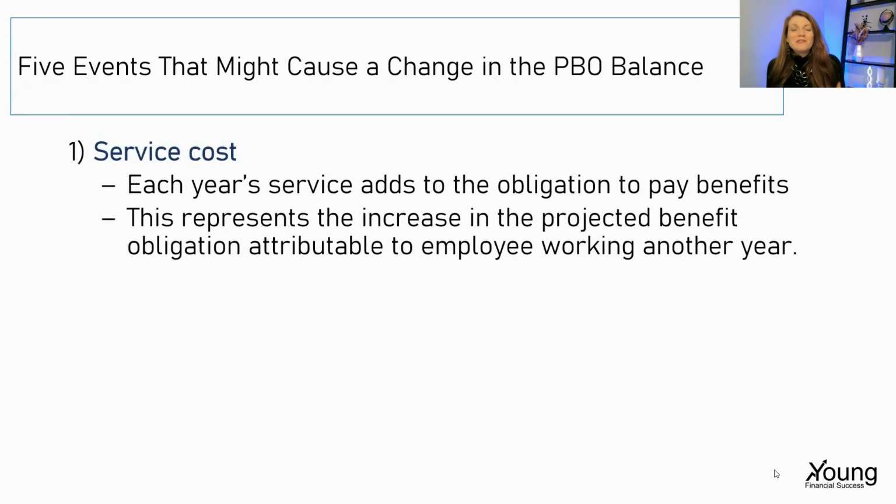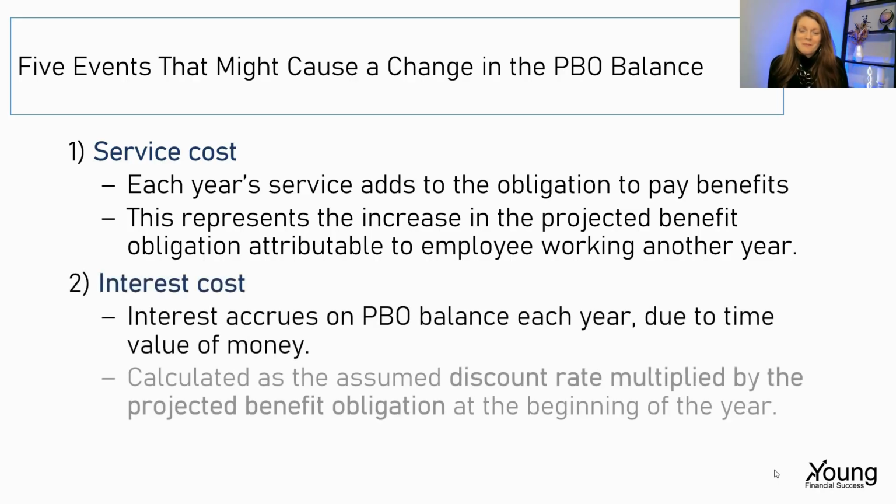So that brings us to our first event that we want to consider, and that is service cost. So when I say service, I'm talking about another year of service that the employee has served the company. Every year that the employee has been there, that is more money they're entitled to once they retire. So we have to take that into consideration when we're calculating the PBO. So this represents the increase in the projected benefit obligation attributable to the employee working another year. So that's the service cost aspect. Really important to understand because we're going to talk a lot about service cost in this video and the next video, so basically the remainder of the chapter.